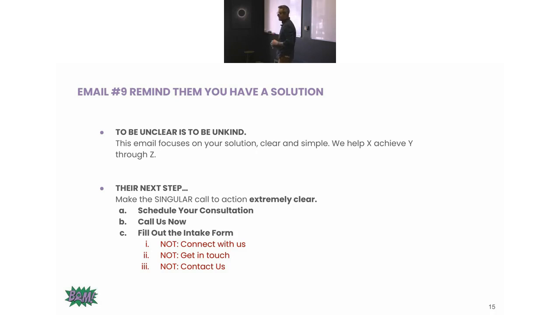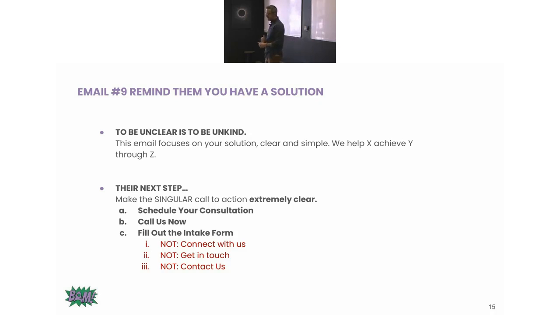And you don't want to use language like this. You don't want to say connect with us, get in touch, or contact us. They're really vague, they're really subjective, and you don't know what that means. If you're selling something, it's buy now. If you want them to schedule an appointment, it's schedule an appointment. It's not connect with us. Like, what does that mean? Are you going to take me to a forum or a social media site or maybe a phone number? You want to be very clear here.